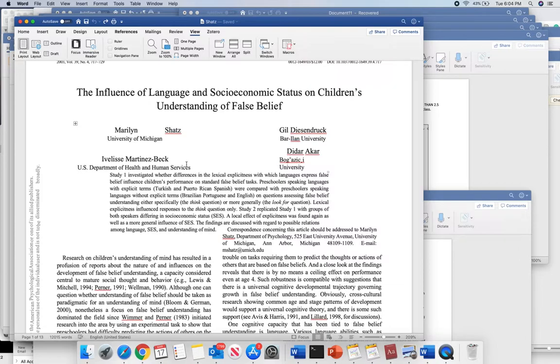So from this abstract alone, I can tell you that this article is going to show us some things. It's going to specifically show that language impacts children's abilities to understand if a person has a false belief or not. And then there's something with SES. We're not going to read that article.